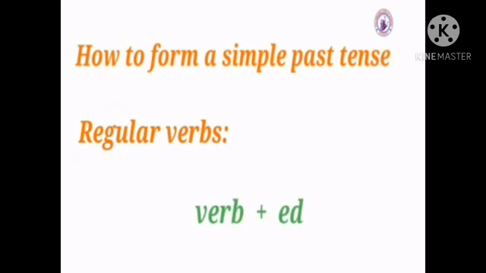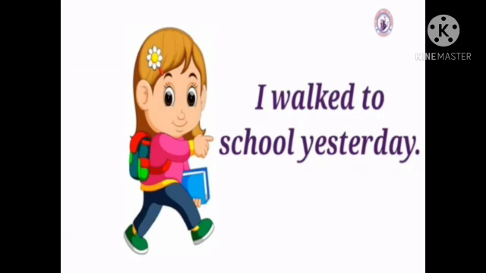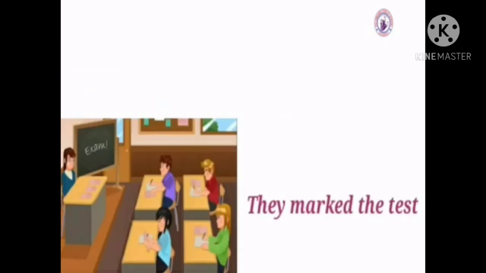How to form a simple past tense of regular verbs? We can make the past form of regular verbs by adding ed at the end. For example, I kicked the ball. Here ed is added after the main verb kick. I walked to school yesterday. Here ed is added to the base verb walk and it becomes walked.